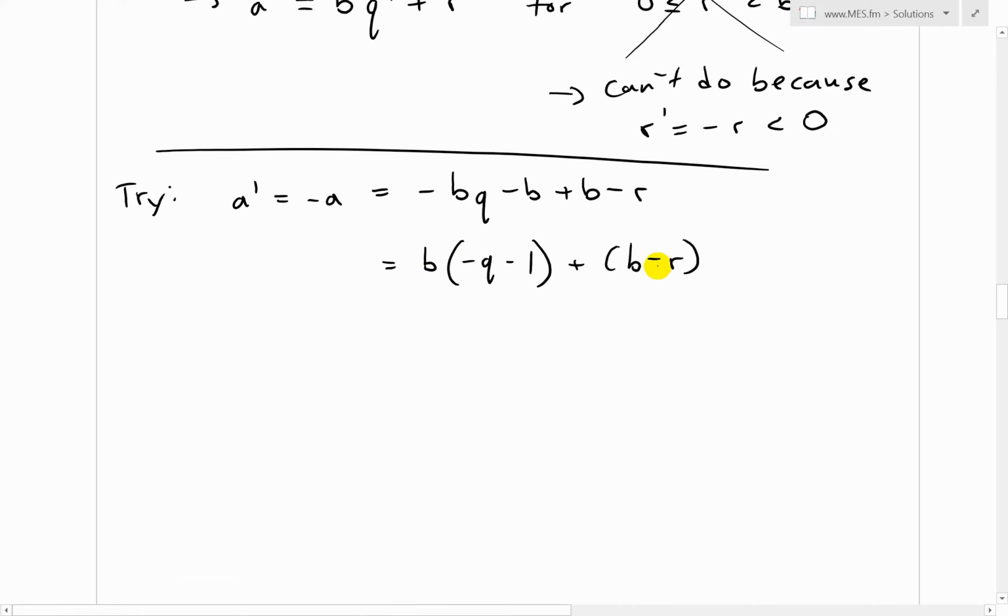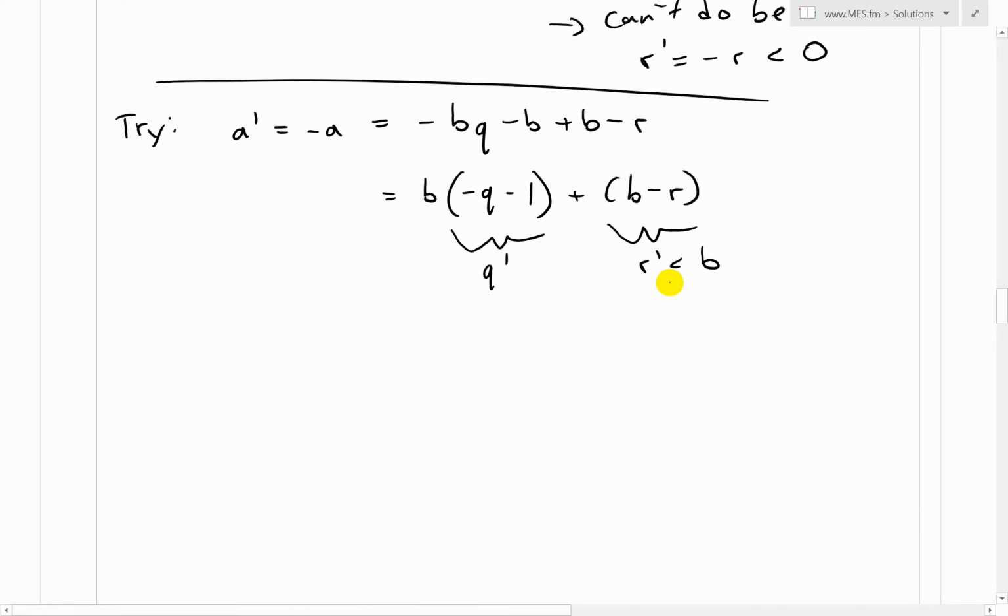And r is between b and 0, and b is always greater than 0 is the case we're looking at. Then what we could do is let this equal r prime, and this is going to be less than b because you're just subtracting it. And then what we'll do is let this part equal q1 or q prime. So now we've got rid of that case, or sorted that one out.